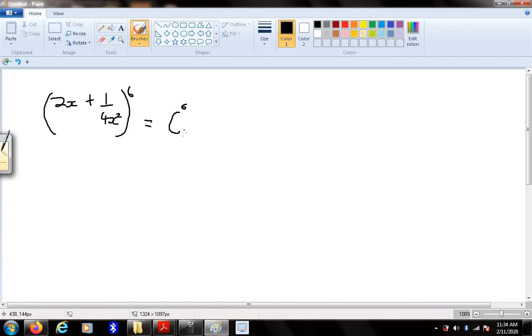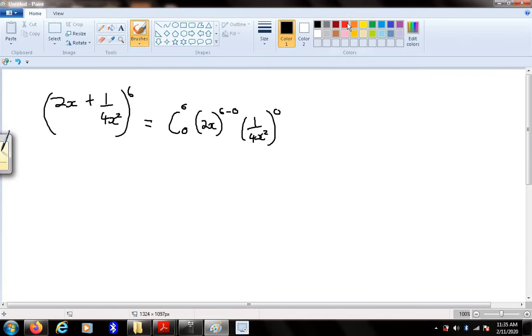6 choose 0, that's the first thing. Then (2x) to the power of 6 minus 0, and then (1/(4x^2)) to the power of 0. That's the first term, that's how you do the first expansion. It's 6 choose 0, the 6 referring to this 6.